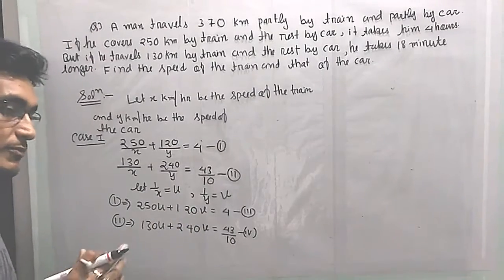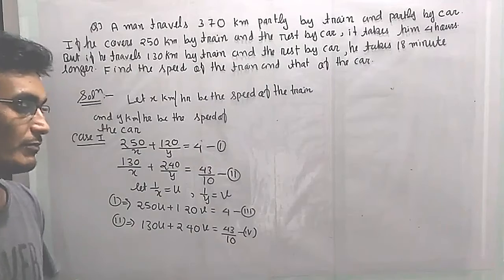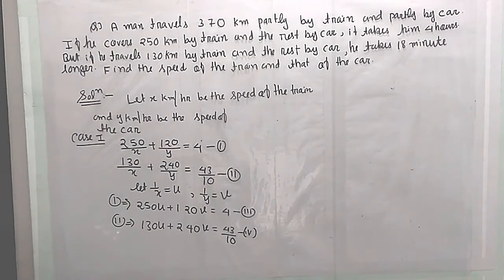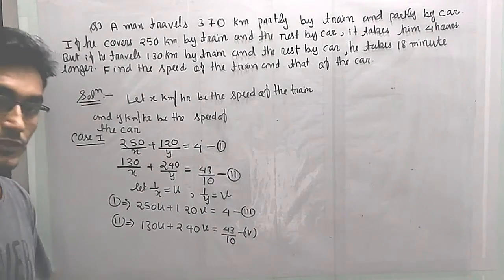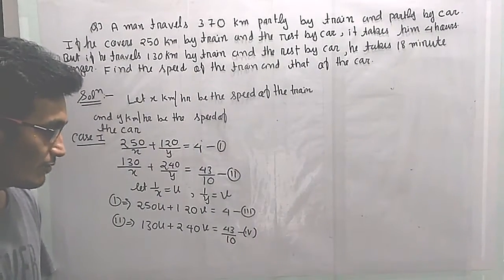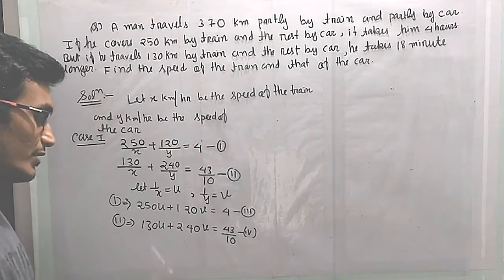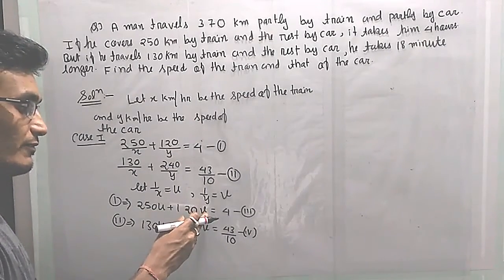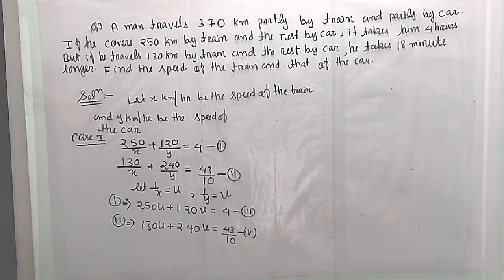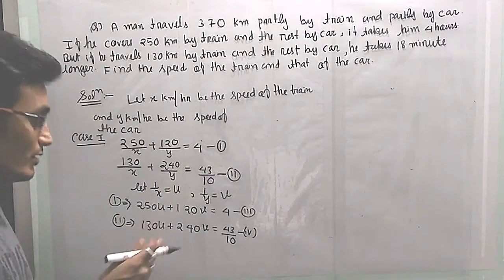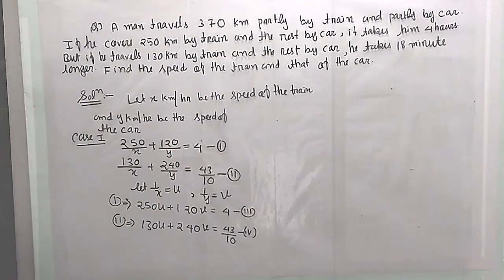There are so many methods. You can use the cross multiplication method, substitution method, or elimination method. Here I will show you the elimination method. In the previous video, I have already explained how you can do the elimination method. In the elimination method, you can eliminate either u or v. That means of the two variables, you can eliminate one. It's your choice.